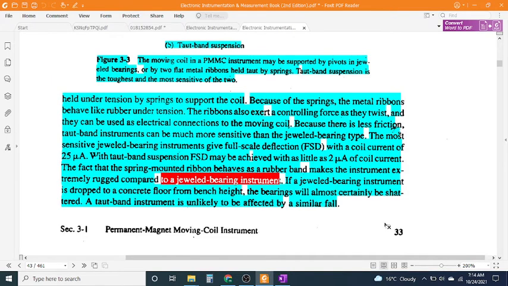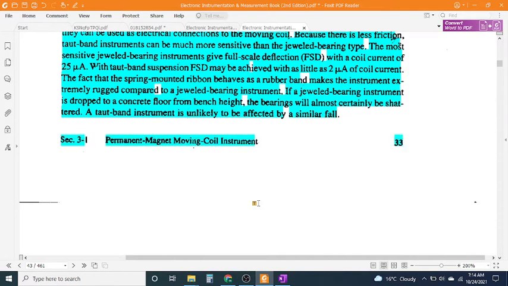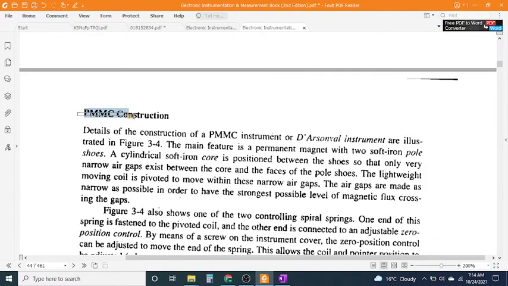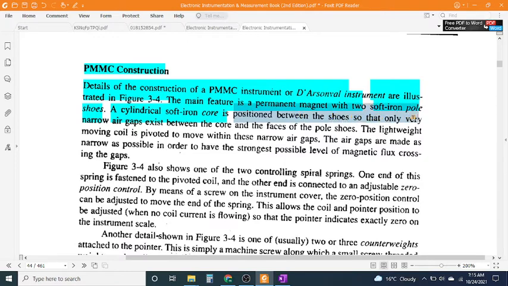Section 3-2. Permanent magnet moving coil instrument construction. Details of the construction of a PMMC instrument or D'Arsonval instrument are illustrated in Figure 3-4. The main feature is a permanent magnet with two soft iron pole shoes. A cylindrical soft iron core is positioned between the shoes so that the gaps are as narrow as possible in order to have the strongest possible level of magnetic flux crossing the gaps.